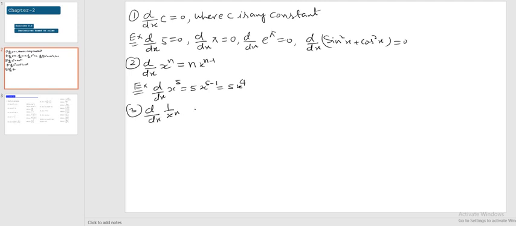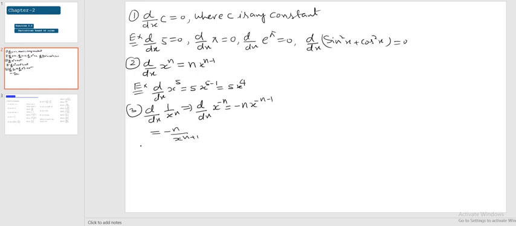Now the next one, which is not given but very important: if it is given as 1 over x to the power n, what we have to do? We can write it as d/dx of x to the power minus n. See that, in place of n it is minus n. So minus n into x to the power minus n minus 1. Or we can write it as minus n divided by x to the power n plus 1, because if you take out the minus, then x to the power n plus 1 comes in the denominator.